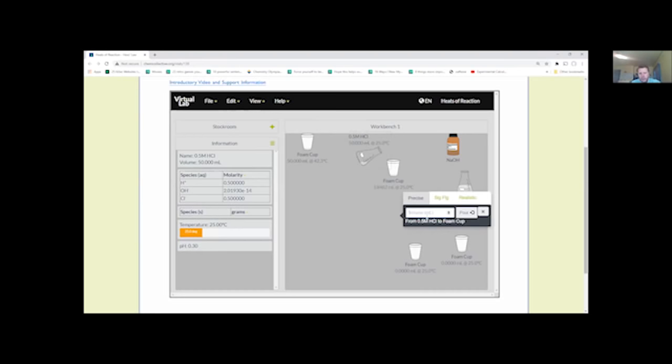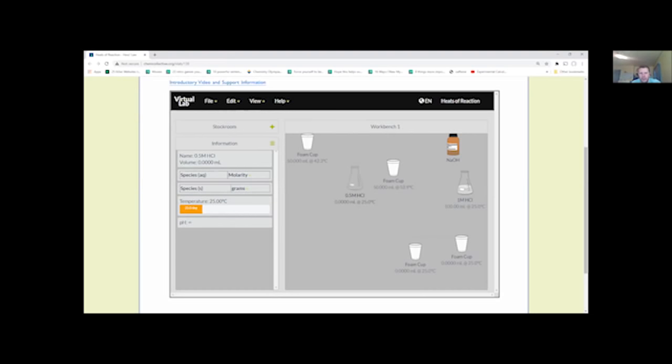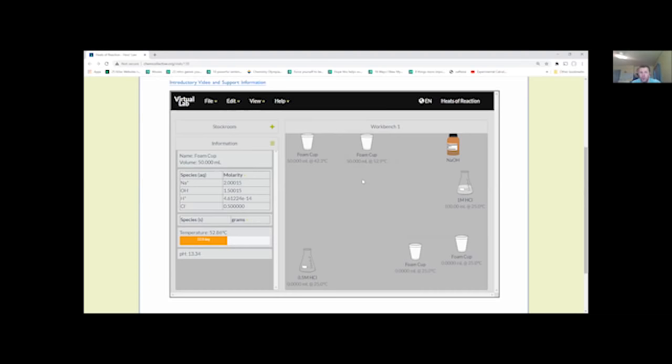Now, the next one, where I basically just have more sodium hydroxide. I see, whenever I add 50 milliliters of HCl to my 4 grams of sodium hydroxide, my temperature jumps up to 52.9 degrees.